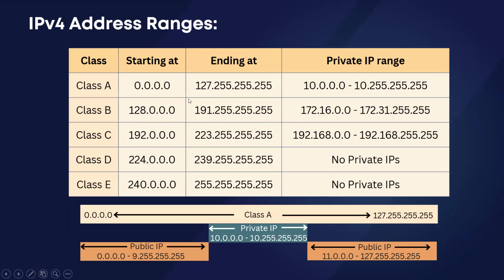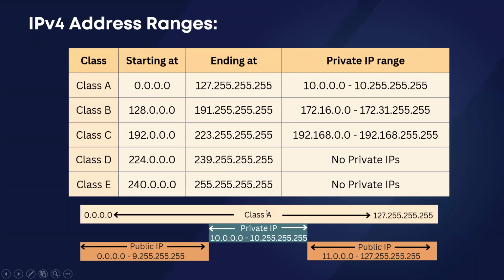Since it's ending at 191, Class C starts at 192. From 192.0.0.0, it goes up to 223.255.255.255. Since it's ending at 223, Class D starts at 224. From 224.0.0.0, it goes all the way up to 239.255.255.255. Since it's ending at 239, Class E starts at 240. And from 240, it goes up to the last IP, 255.255.255.255.